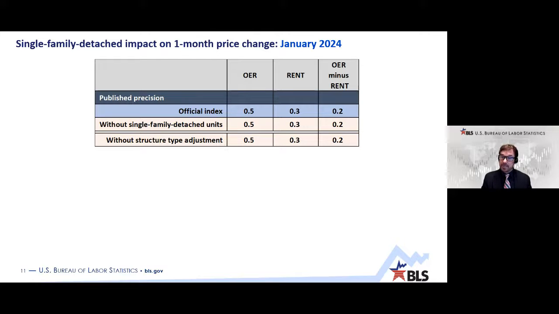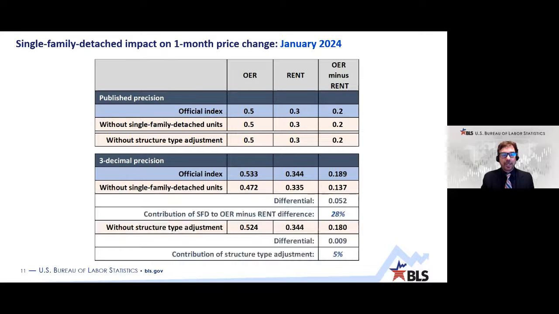A second way to measure impact is let's keep those single family detached units in the sample, but let's remove the structure type adjustment, this refinement, this improvement in our methods that we made in January 2023, to isolate the impact that weighting improvement has on the estimates. And when we do that exercise, again, we get the exact same result. No difference in published precision. However, we can look closer.